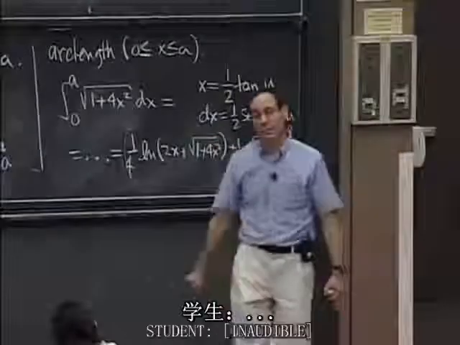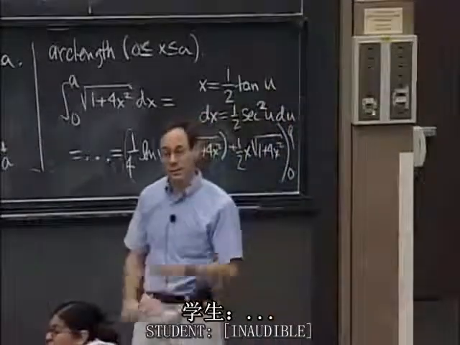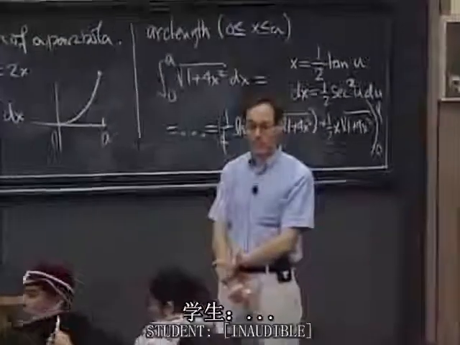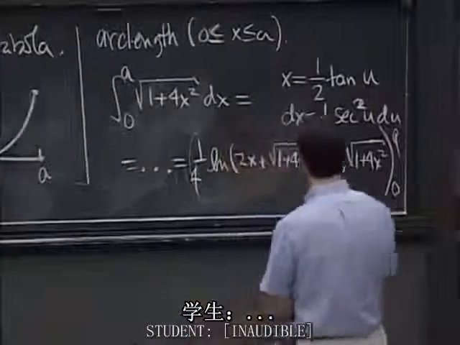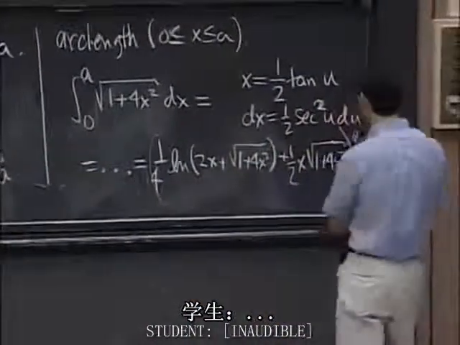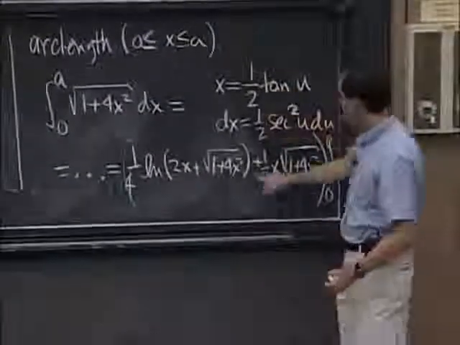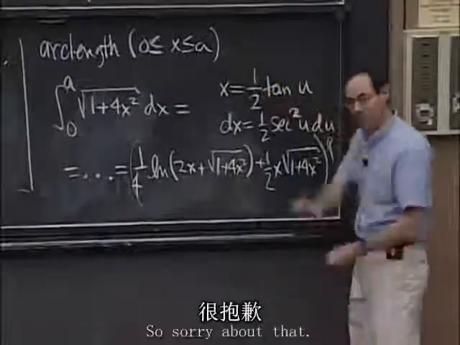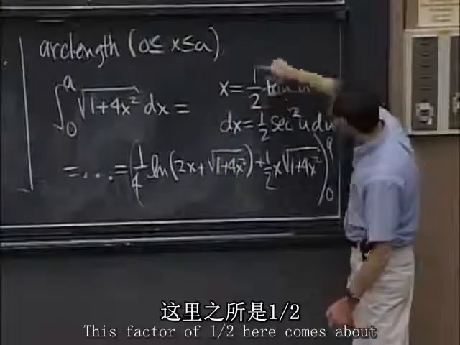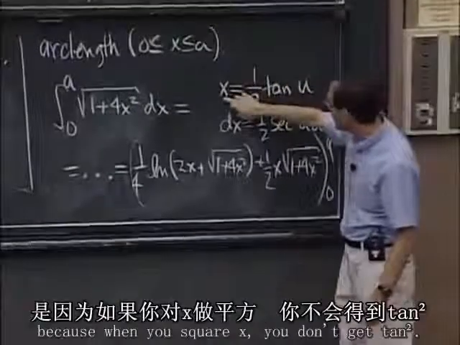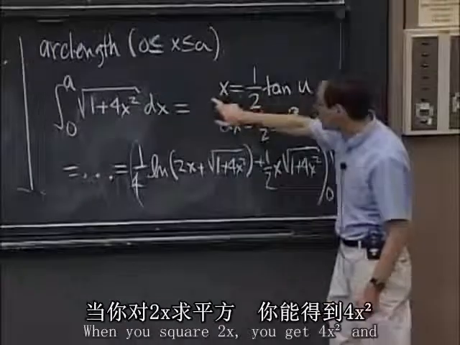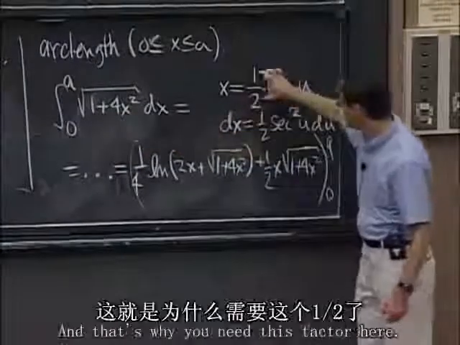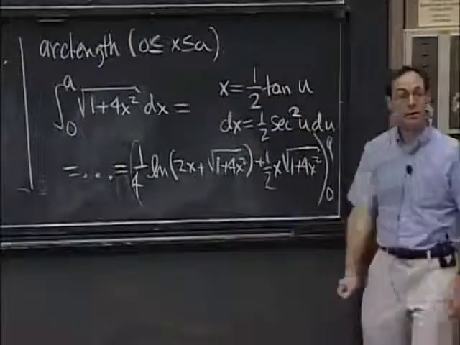Yeah? Oh, he was talking about this half, not this crazy half here. Sorry. Yeah, okay. So sorry about that. Thank you for helping. This factor of a half here comes about because when you square x, you don't get tan squared. When you square 2x, you get 4x squared, and that matches perfectly with this thing, and that's why you need this factor here. All right? Yeah, another question way in the back.